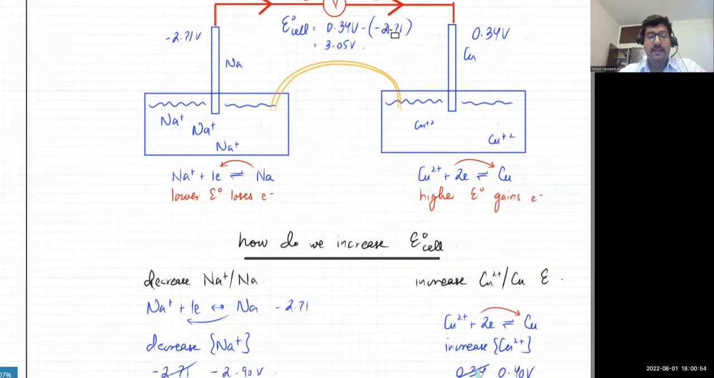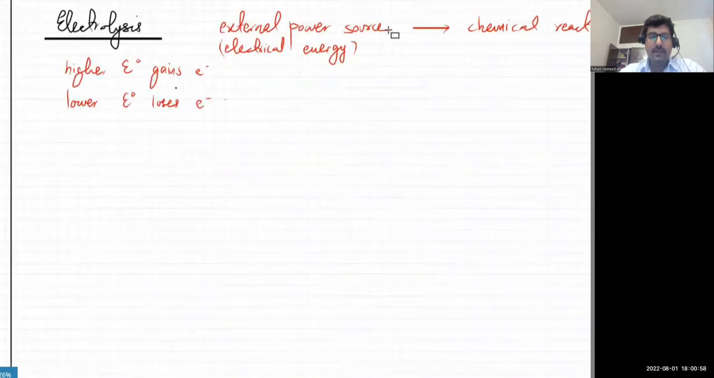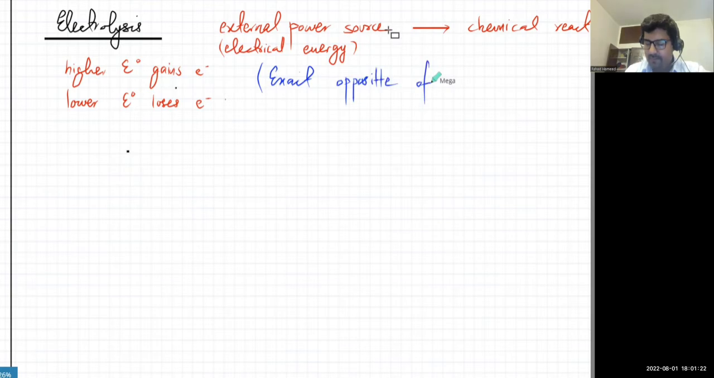But over here, it's the exact opposite. There will be a power source which is going to drive current through a circuit, and because of that current, a chemical reaction will take place. So it's the exact opposite of what we have discussed. Let me draw it and show you, in contrast to an electrochemical cell.